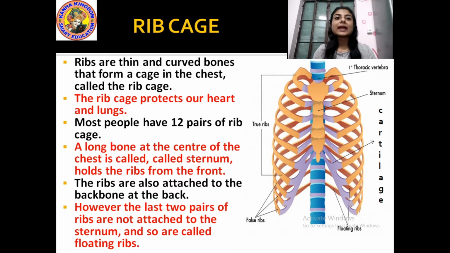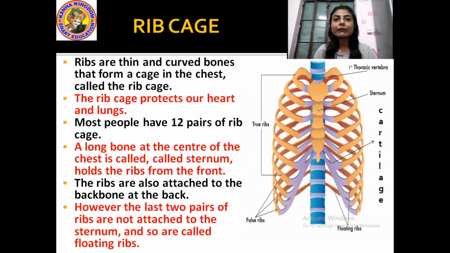Then the ribs are also attached to the backbone at the back. These ribs are attached to the backbone, the bone that you have at the back of your body. The backbone is present in your back. These ribs are connected to that backbone, which forms a cage.